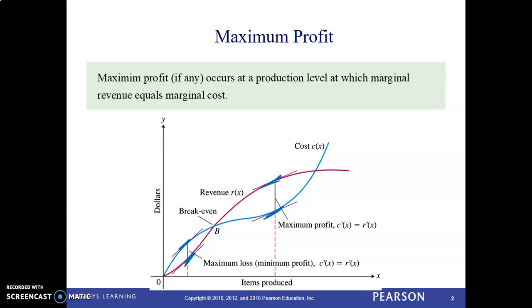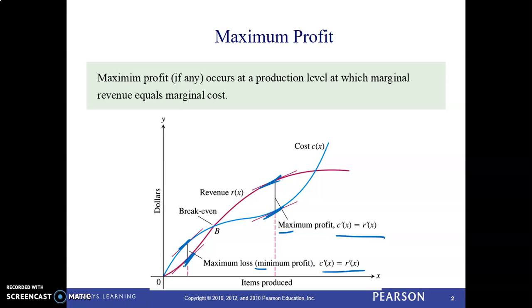Now, you're going to have to look at whether the revenue was greater than the cost or if the cost was greater than the revenue to figure out if you're at a maximum profit or if you're at a maximum loss, aka a minimum profit. So again, notice that at the two possibilities for extreme profit, either max profit or minimum profit, the derivatives of cost and revenue are equal to each other.